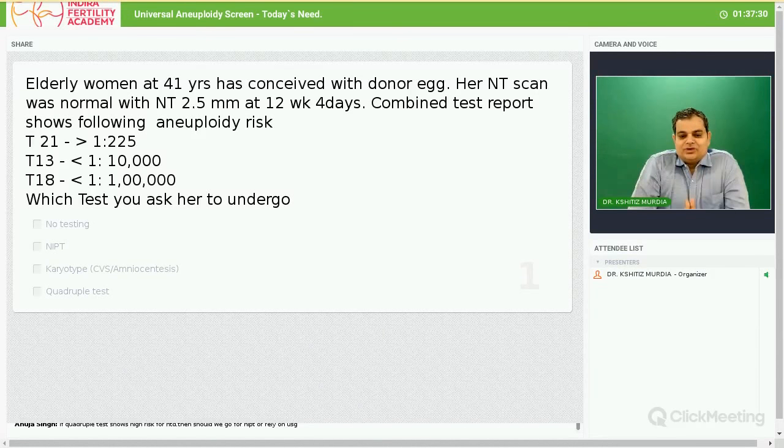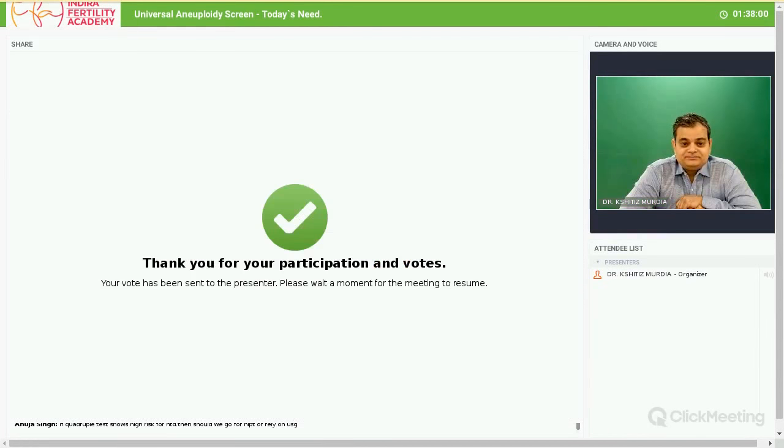I think something has gone wrong with this question. We have already discussed that the high risk group means the risk is more than 1 in 250. Some books say 1 in 300 also, but here the risk is 1 in 225. So definitely this patient requires only invasive testing, which is karyotype. A few people still click for no testing, NIPT and quadruple test, which should not be done.